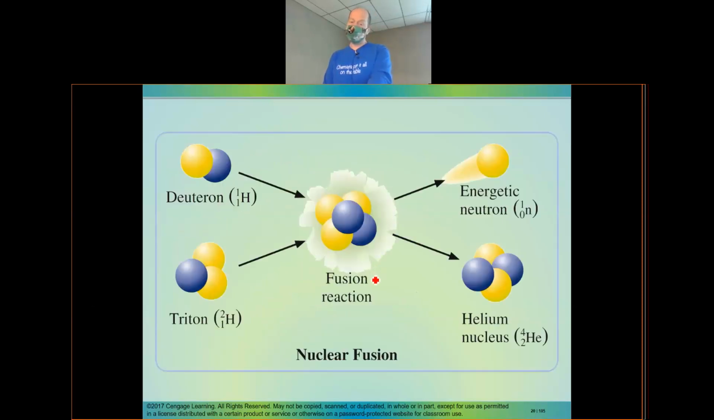We are unable at this point to do fusion on Earth. The temperatures required for fusion are way too high. We can't get that high of a temperature. But someday we will figure it out, and most likely we will have fusion being done, or maybe not. All right, so you have 2 nuclei coming together to form a bigger nuclei. That is nuclear fusion.